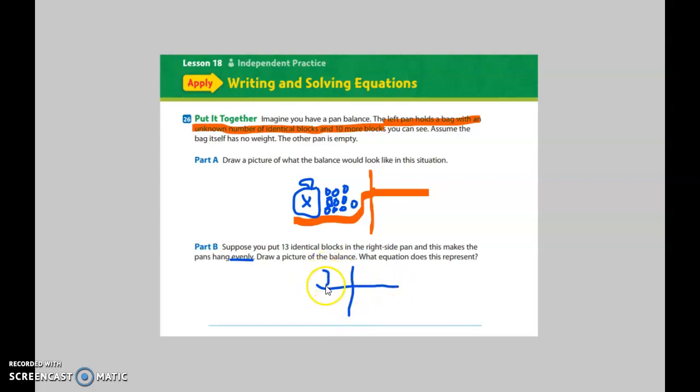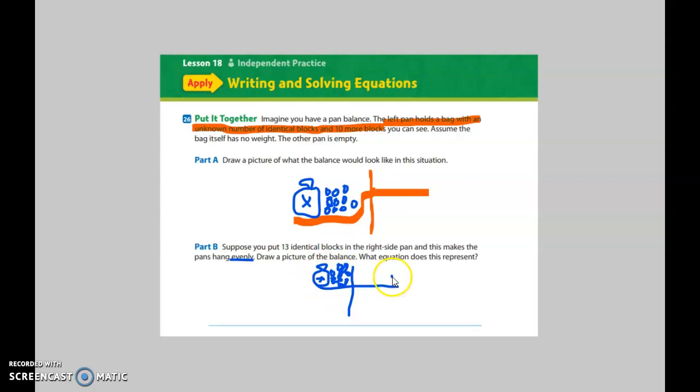So again, I have my handy dandy bag of unknown, and this is still x, and then I have my 10 blocks over here. It's funny how my blocks look like circles, yeah. So there's 3, 4, oh my gosh, it's getting too much, 5, 6, 7, 8, 9, 10 blocks. Okay. I counted them. There's 10 there, even though it doesn't look like it right now.